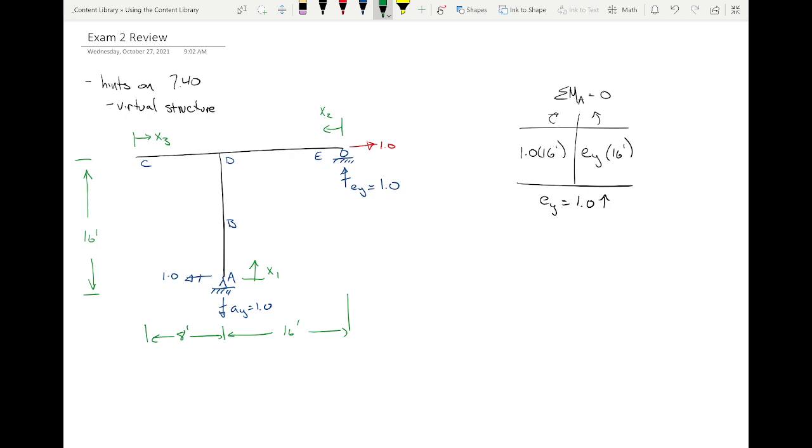This is why I wanted you to do the virtual structure first. If you look at the virtual structure, there's a 30 kip load right here on the free end at point C. And so, yeah, you're going to get a real moment. But it doesn't affect the horizontal displacement because there's no virtual moment there. So just don't worry about it, okay? Does that make sense?